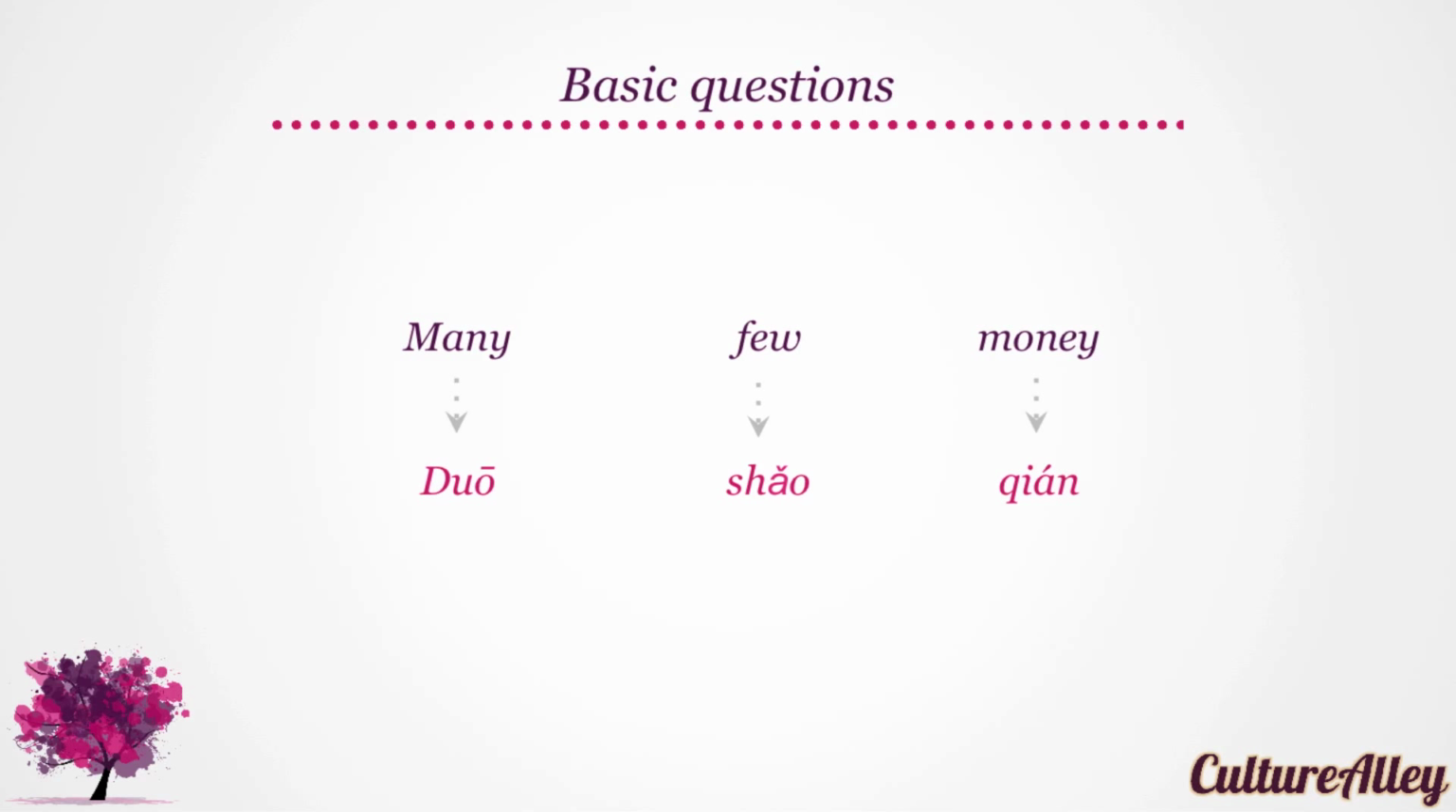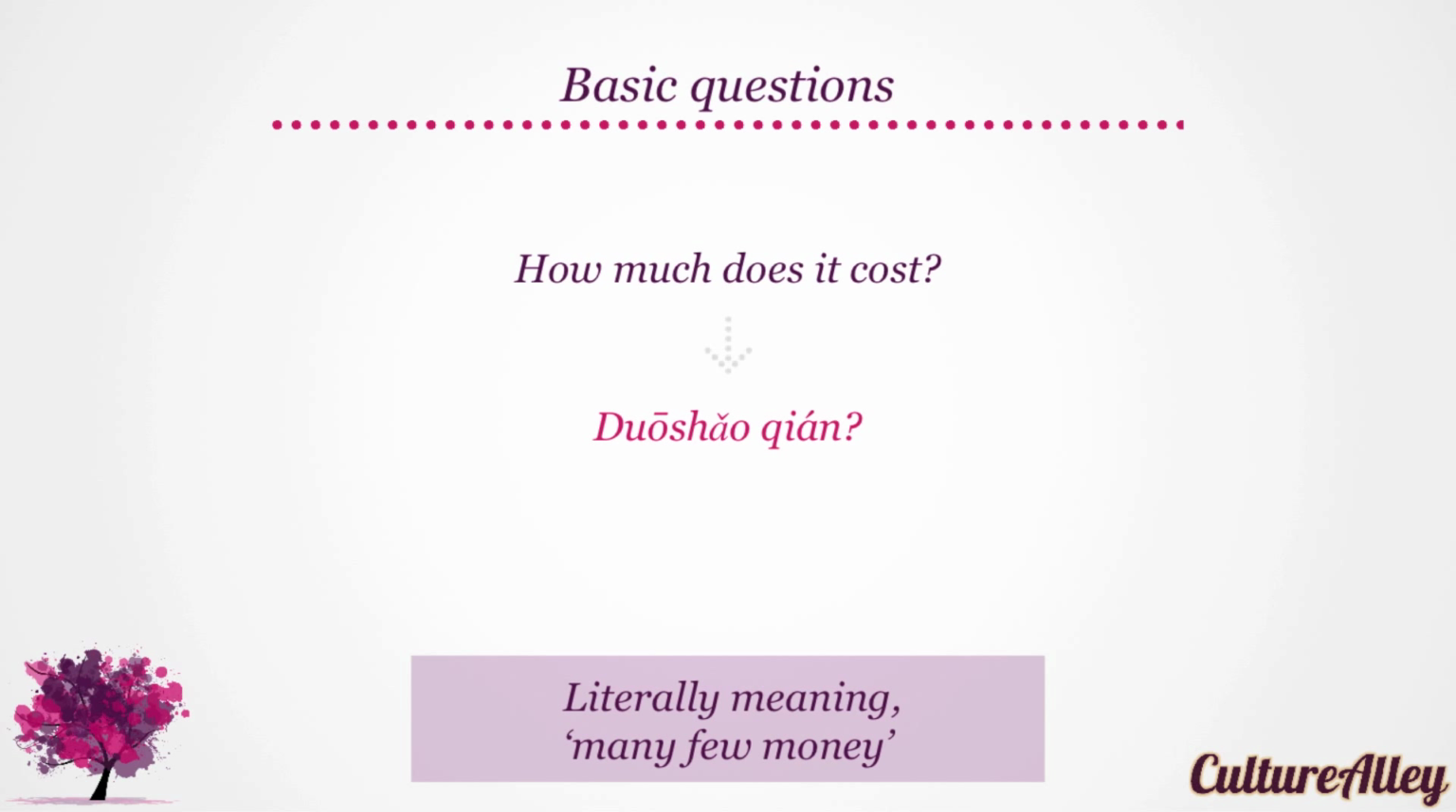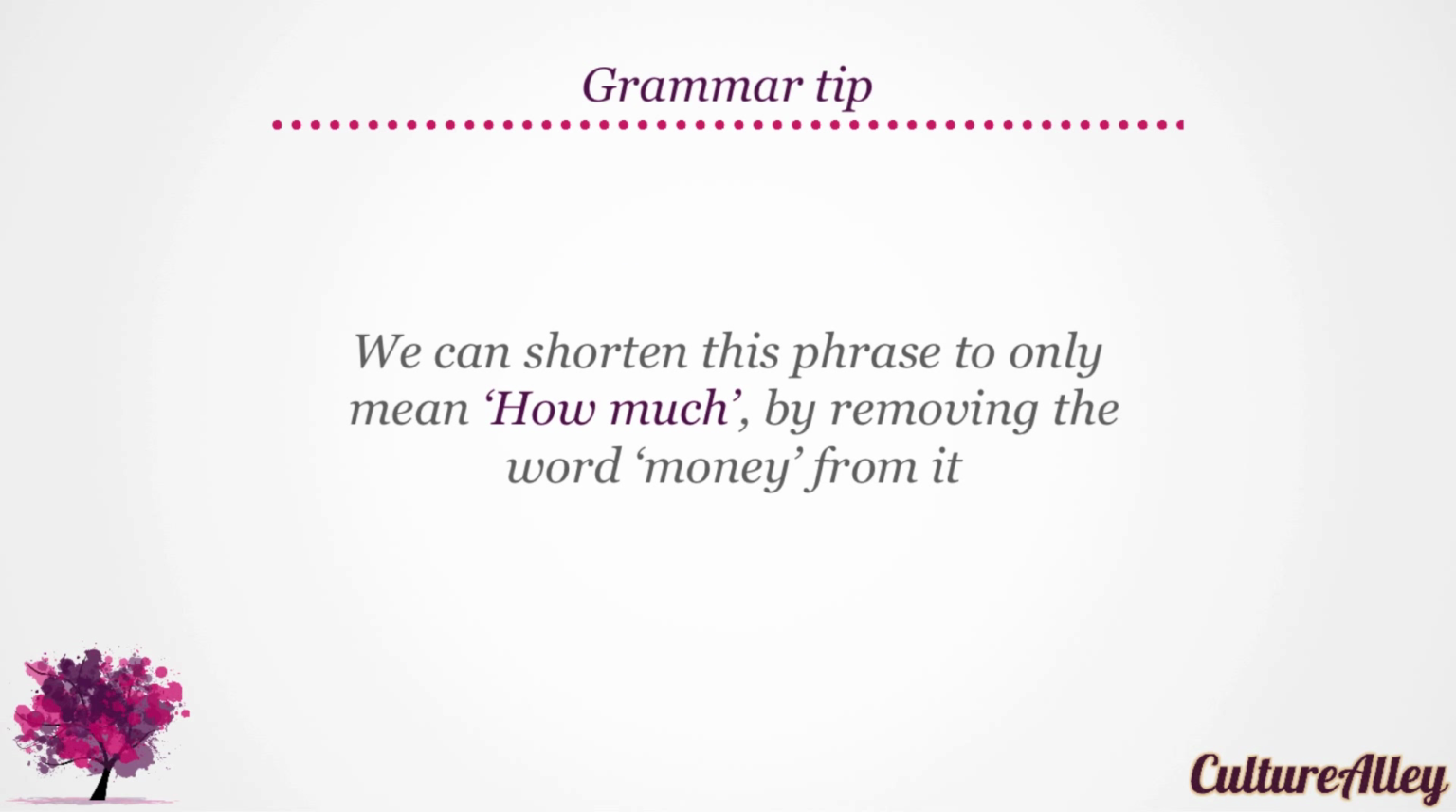So, how much does it cost? Literally translates to English as many, few, money, where many becomes 多. Few is 少. And money is 钱. Thus, how much does it cost translates as 多少钱, literally meaning many, few, money. Hope you got that. Here's a quick grammar tip for you.